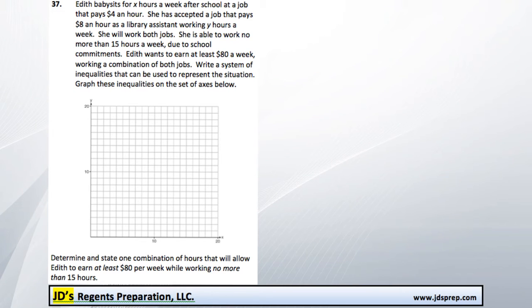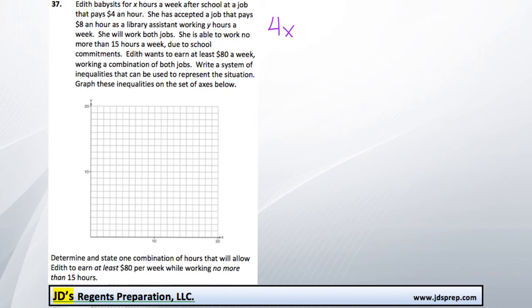Welcome to the final question, number 37 from the August 2014 Algebra Regents exam. Edith babysits for x hours a week. That pays $4 an hour. So right off the bat, I'm going to write 4x, and that's going to represent the amount of money that Edith is making by babysitting.